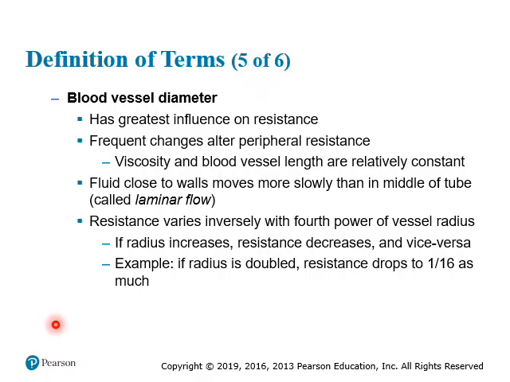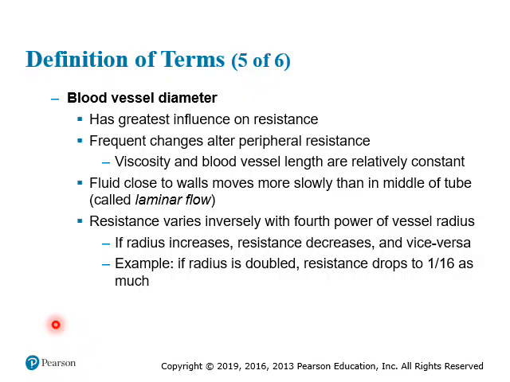Then you have blood vessel diameter. Blood vessel diameter has the greatest influence on peripheral resistance. Frequent changes in vessel diameter would alter peripheral resistance. If the viscosity and blood vessel length are constant, the peripheral resistance would be affected by blood vessel diameter.